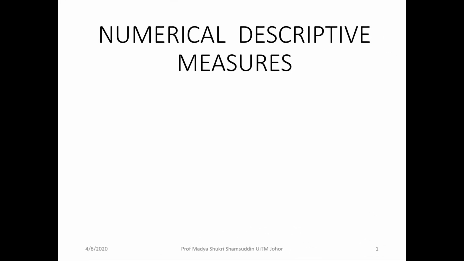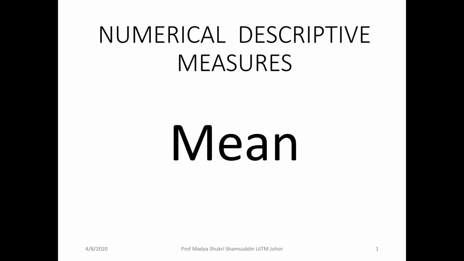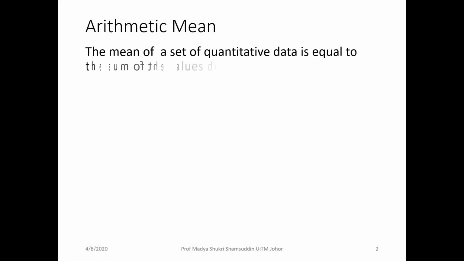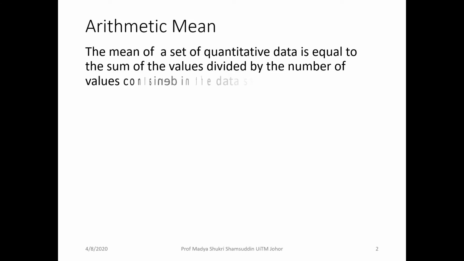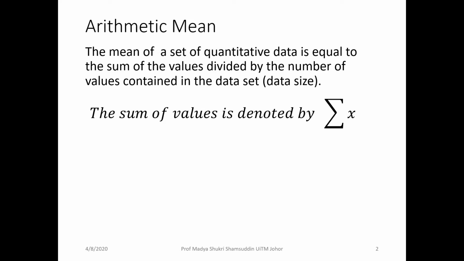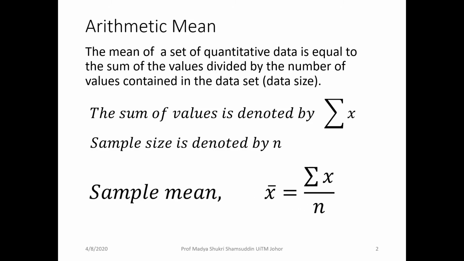This video discusses arithmetic mean. The mean of a set of quantitative data is equal to the sum of the values divided by the number of values contained in the data set. The sum of the values is denoted by sigma x. Sample size is denoted by n. Sample mean, denoted by x bar, is equal to sum of x divided by n.